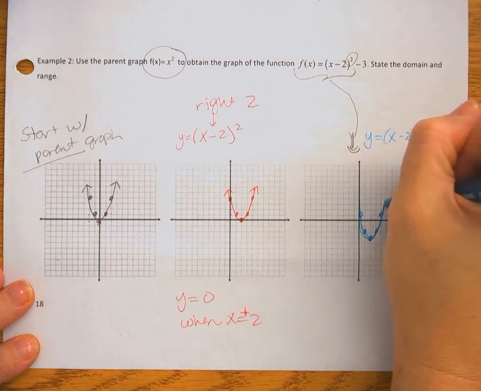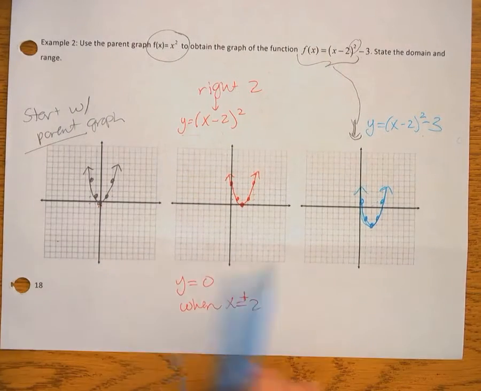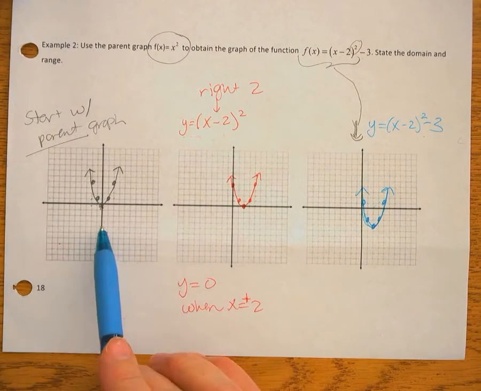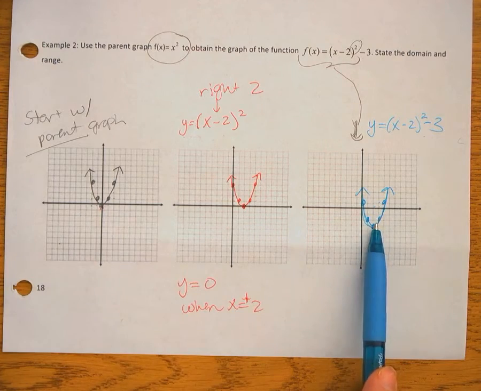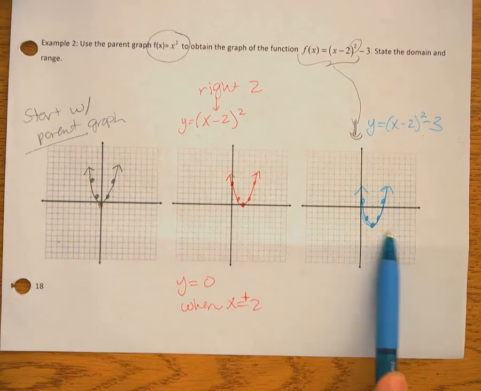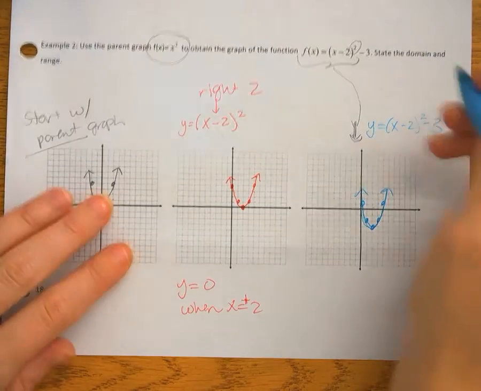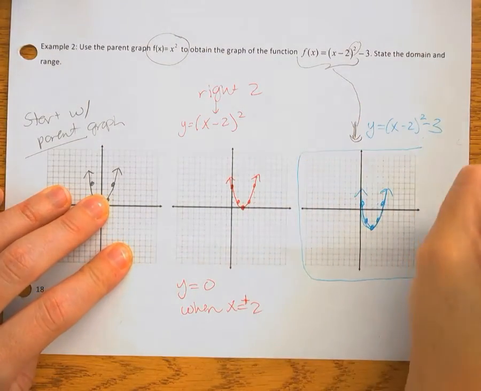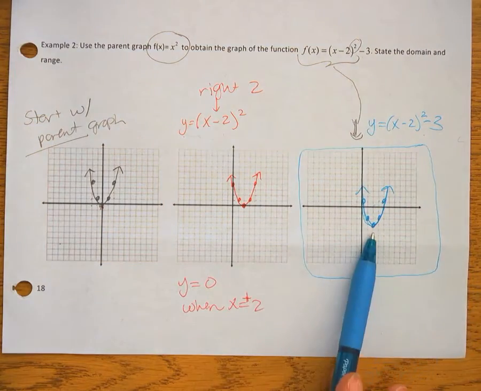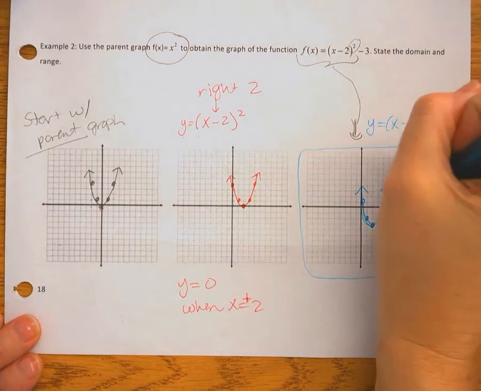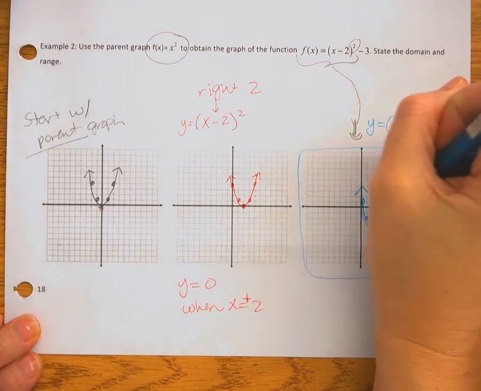Now notice, I never changed the shape of this graph. I never stretched it or shrunk it, so it never changed shape. It's the same looking parabola the entire time. I just shifted it to the right 2 and then down 3, and so this graph is my final answer. Shifted right 2 and then down 3. And from there it has the same shape of a parabola, meaning it goes over 1, up 1, over 2, up 4.